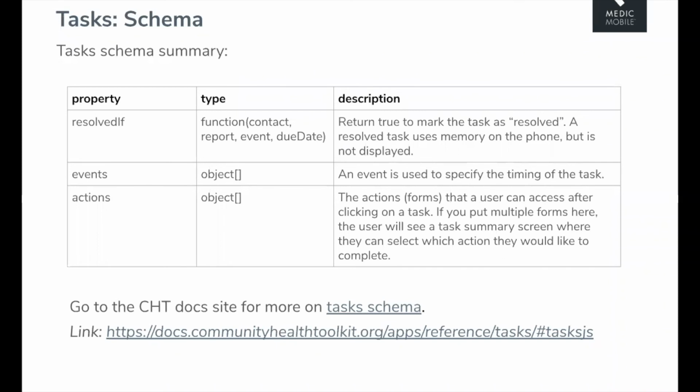And then the event is used to specify the timing of the task. So this is a type object. And within the object, you have certain parameters. You have things like the due date, start and end. So the due date is when the task should be done by. Start would be the days prior to the due date that the task should start showing, and end would be the days after the due date that the task would keep showing.